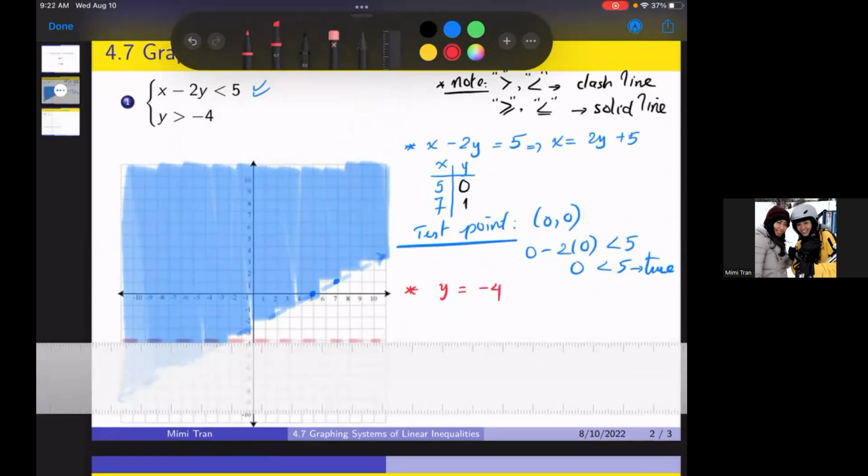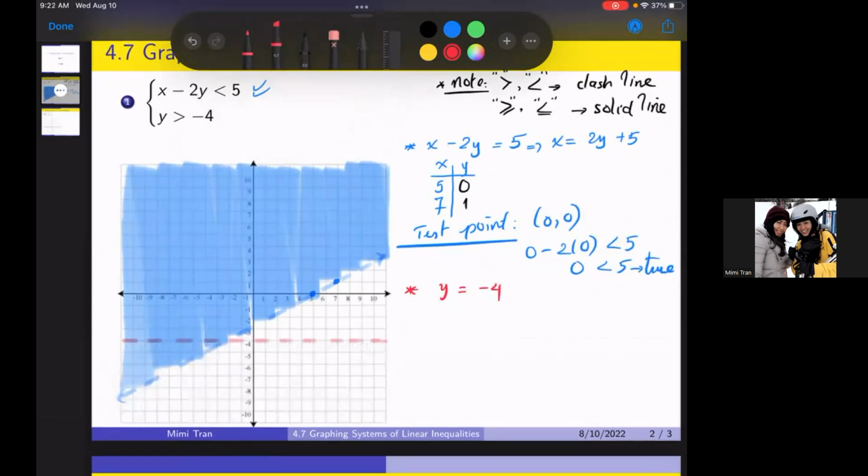And what do I do next? What do you think I'm gonna do next? How do I know which one to shade? Do I shade above -4 or below -4? Pick a test point, right? You don't know, pick a test point. So test point, again, (0, 0).